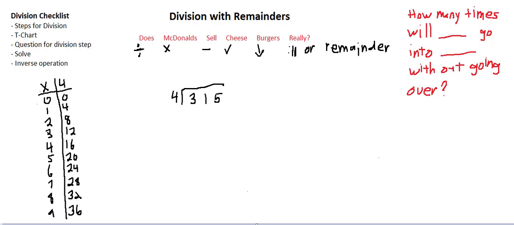Alright, in this video I'm going to demonstrate how to solve a division problem that has a remainder in the quotient, or a remainder in the answer. And then we are going to do inverse operation to check our answer. So I have the division checklist over here, has our steps for division.